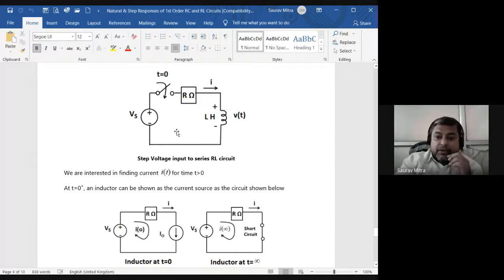Okay, let us think of what is meant by, so this is the background. Now there are two responses. One is called the natural response, another is called the step response. Okay, what is meant by natural response?